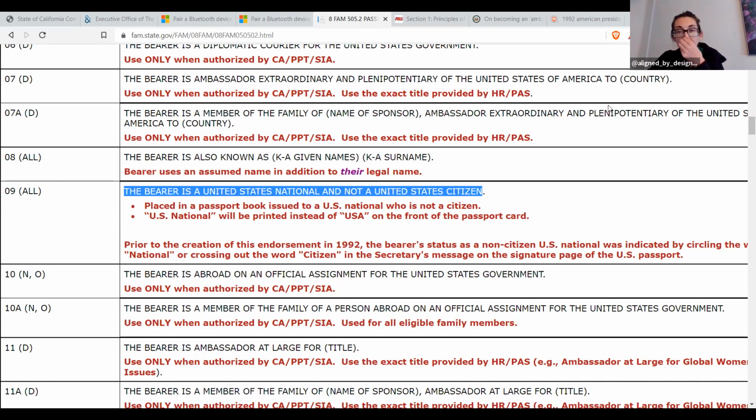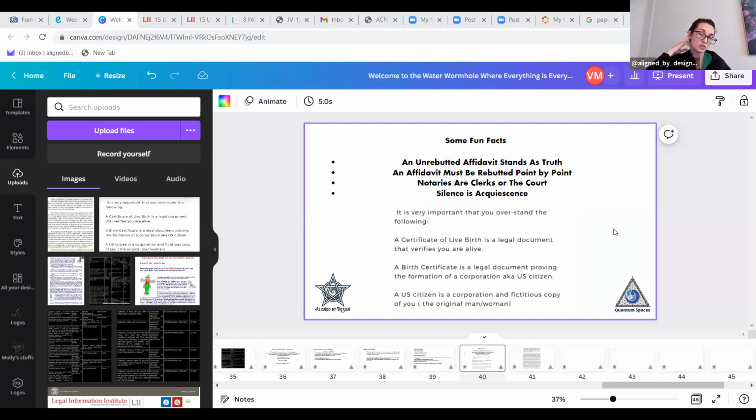You can also do it with your driver's license. You can do it with any contract that you've entered. You can literally update your status within it and say, you know what, I'm a national, I'm not a United States citizen. And you can start doing things differently for yourself. It's really up to you whether you want to utilize the United States codes, create your own contracts, or use the contracts that they already utilize. It's really up to you.